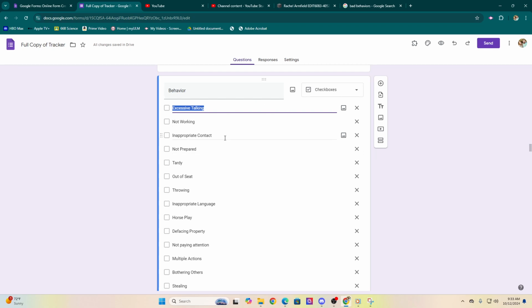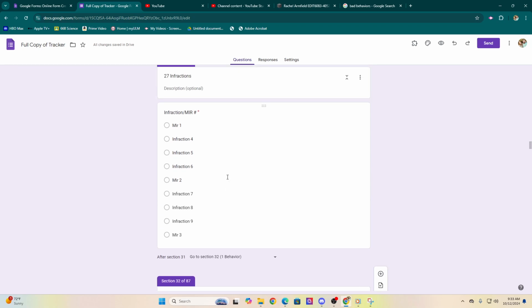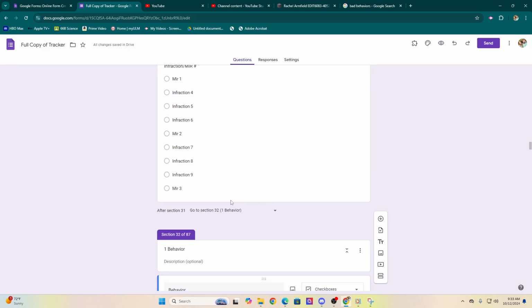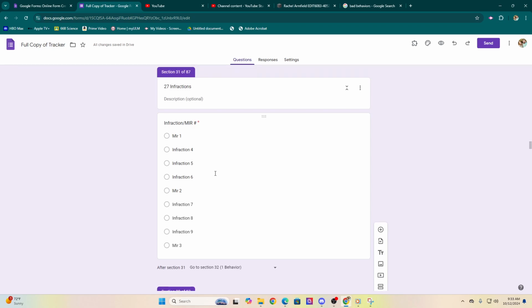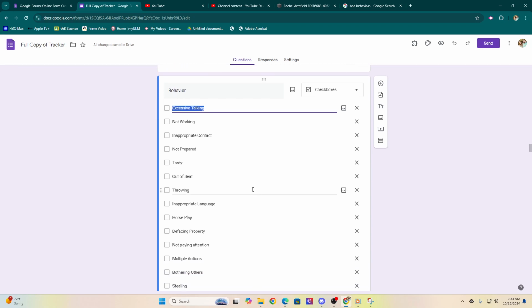But on that child's behavior sheet, say that their infraction sheet was the very last one. Say they were the last student on my actual list of students, so their infraction would go on to section 31, and they're the last one on my infraction sheet. They would then move to section 32, which is behavior. And right here, I would remove the behaviors that they cannot get in trouble for.